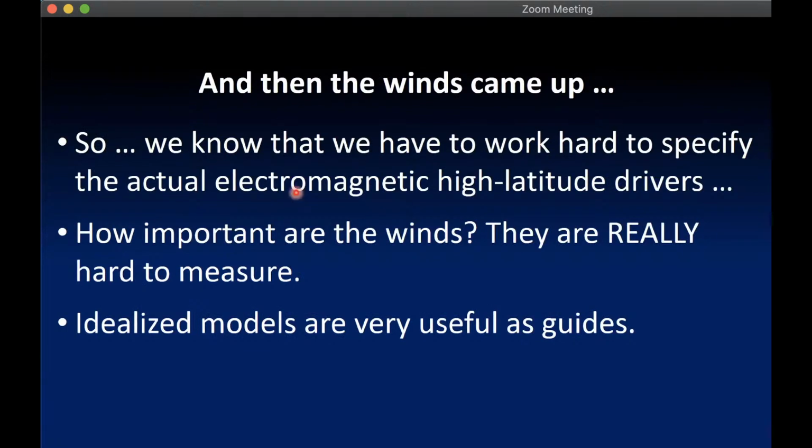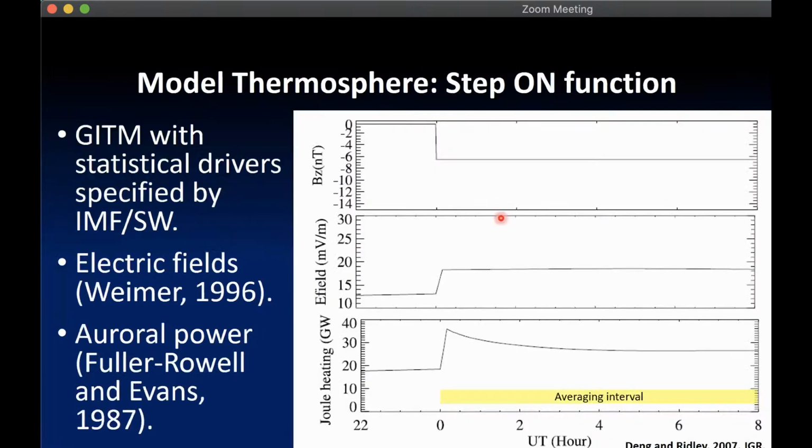And then, of course, there are neutral winds. They're really important, but they're really hard to measure. I'm going to go through this fairly quickly so as to keep us on time. This is work that Deng and Ridley did, again, about 13 years ago. They used some GITM runs with a hypothetical just BZ turned southward, and they ran it, and then they just averaged things over this interval just to get a feel for what happens. And they use electric fields from Weimer and then auroral power that way from the particles.